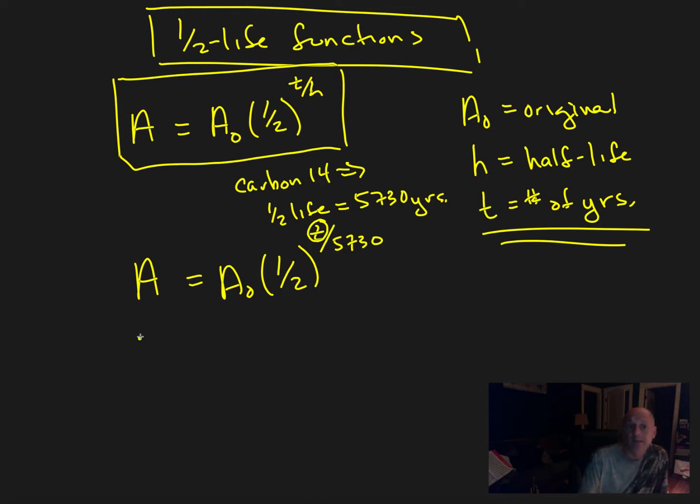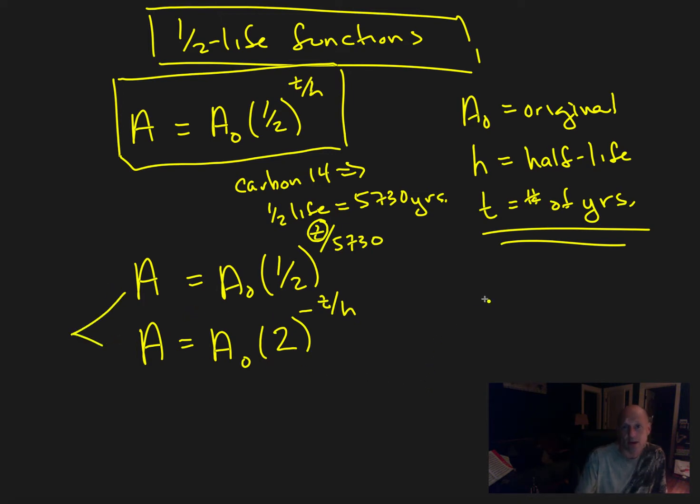Now, a lot of the time, this equation is given like this: the amount that we're going to have is the original amount times, now catch this, 2 taken to the negative t over h. Now, how does that work? How are these two equations exactly the same? Now, why are they the same?